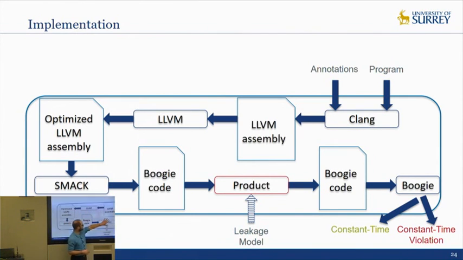And then we transform this Boogie code using the product program transformation. Currently, the leakage model is fixed, but that's just a matter of adding an input language and tool. That produces the product program in Boogie, and we just run that through Boogie and get the answer we want. So this whole stack of tools is why going back from a constant time violation to the input program is a bit difficult, but it can be done.